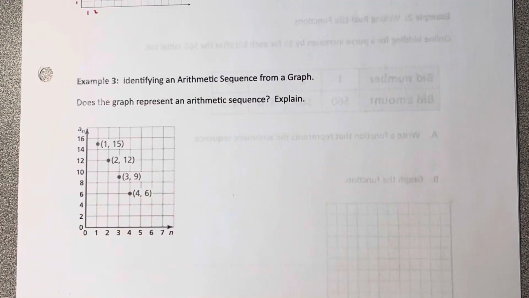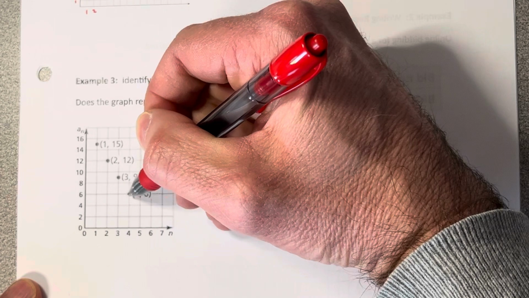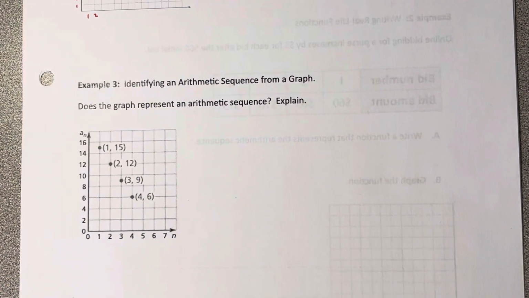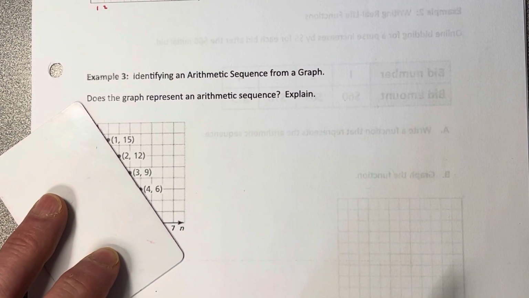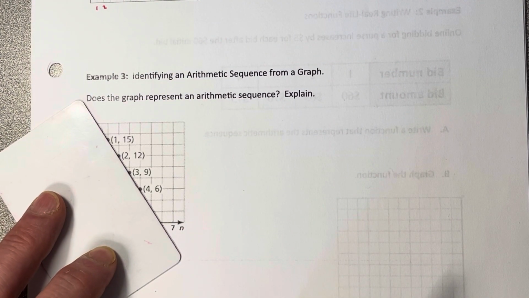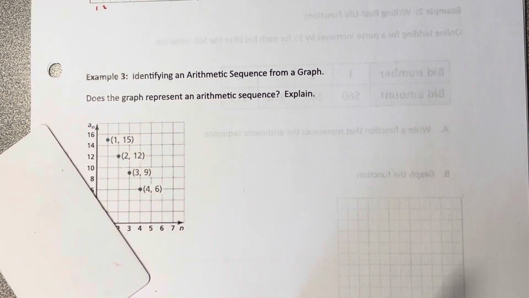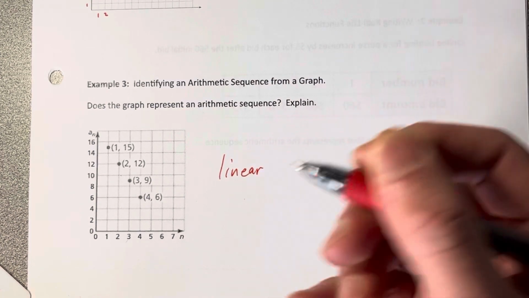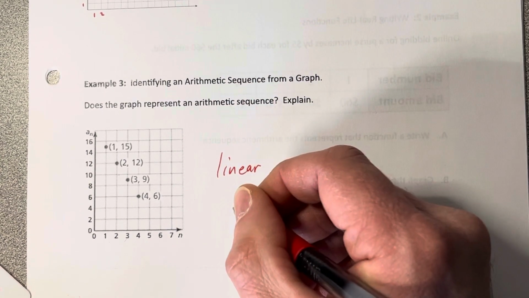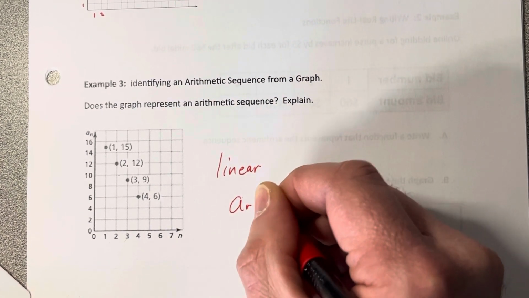So here, for example 3, they say, does the graph represent an arithmetic sequence? Well, I'm noticing I think I can take a straight edge and line those up perfectly. So we're in good shape. Because this is linear, it's going to be an arithmetic sequence.